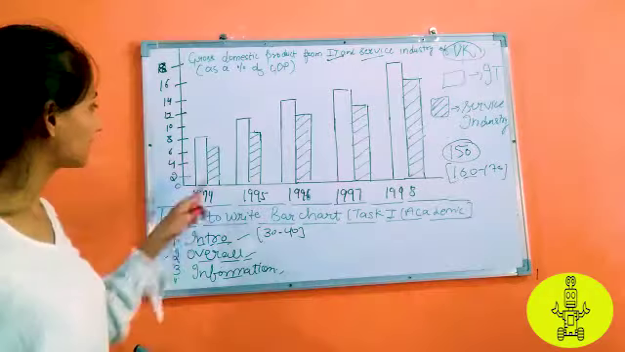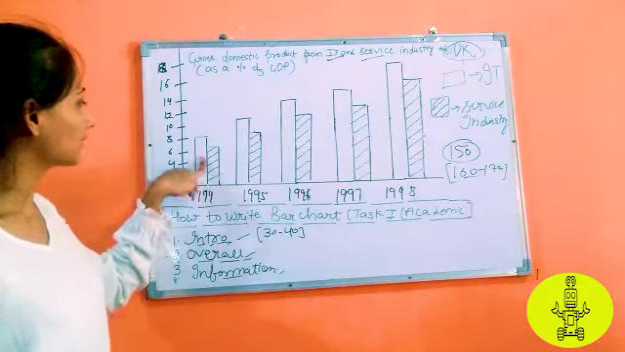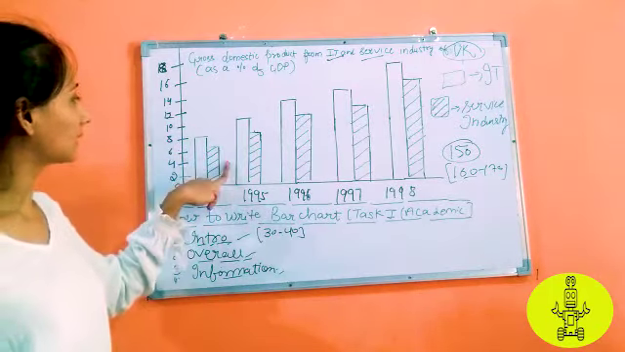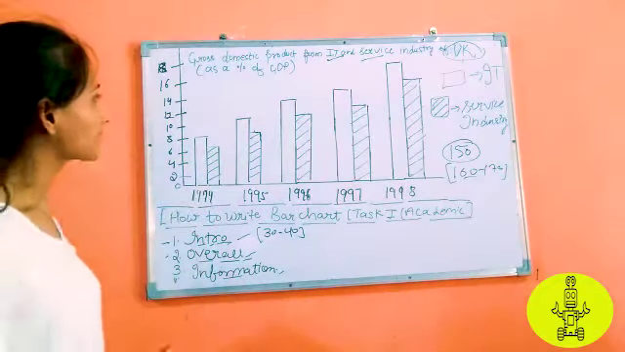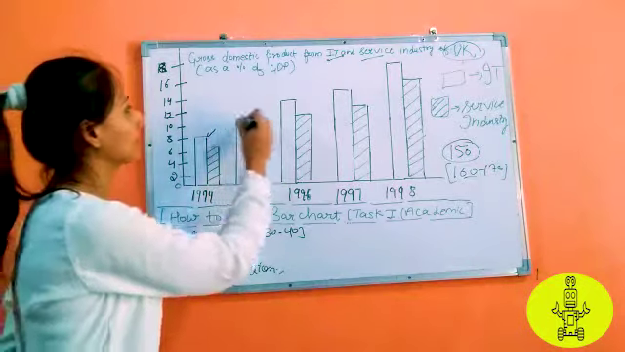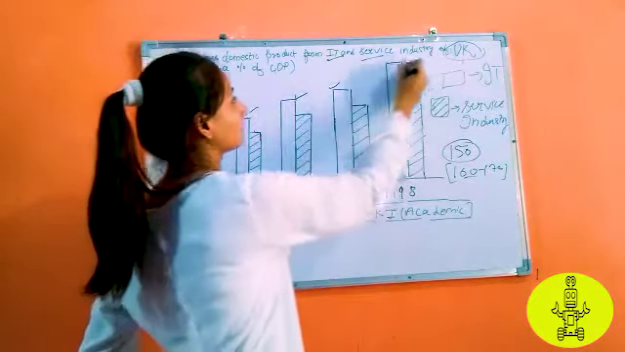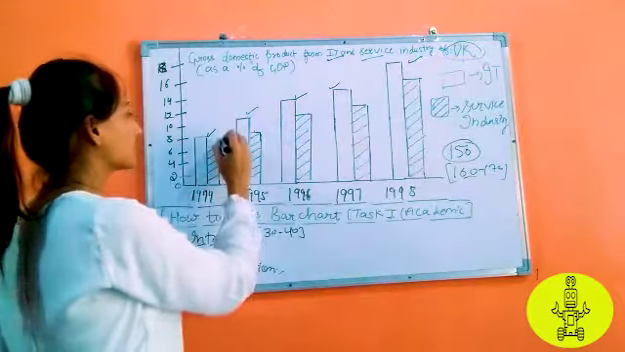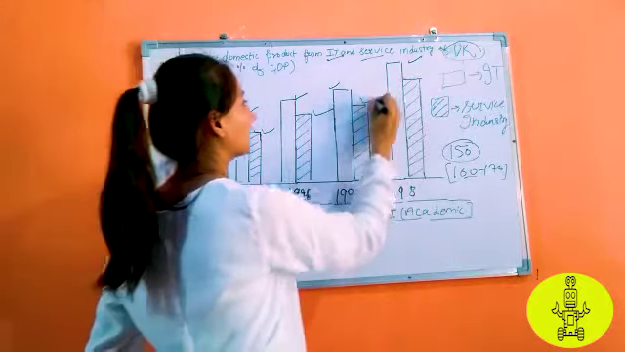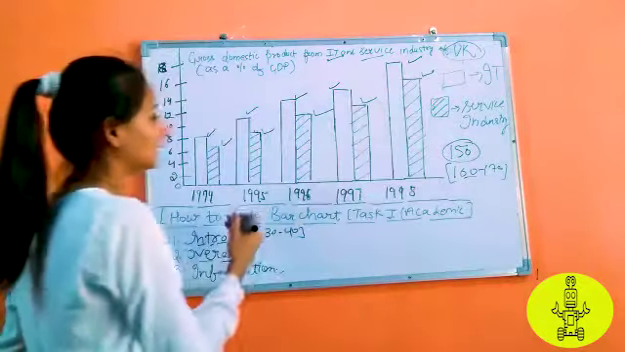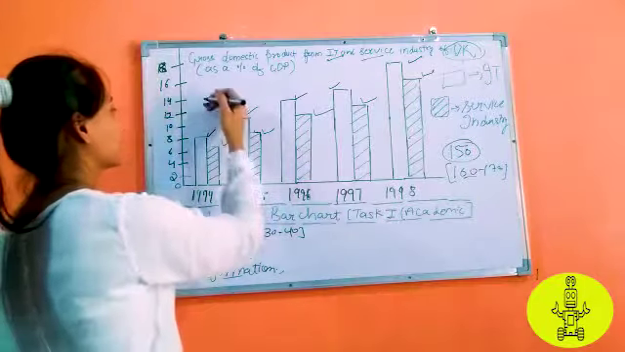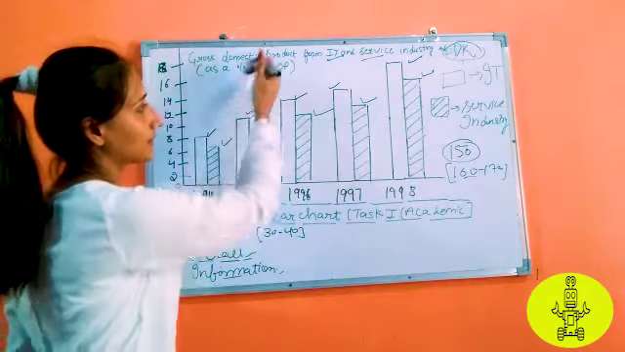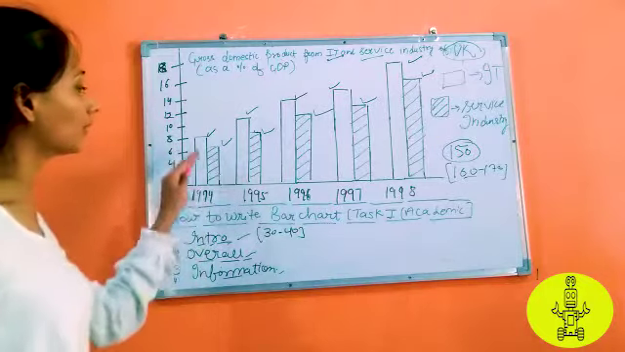If you see, this plain one is your IT industry, and this one with the lines is your service industry. The IT industry keeps growing, and the service industry is also growing. But what is the difference? The service industry is growing less as compared to the IT industry. So this is our overall.